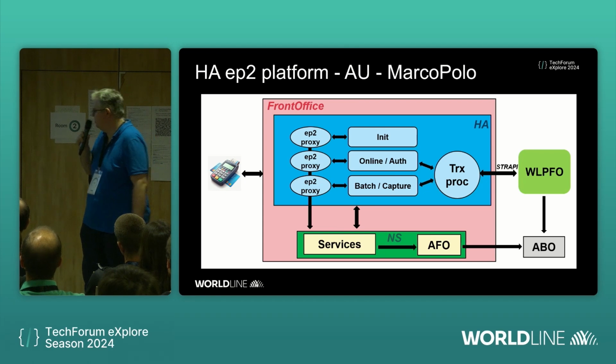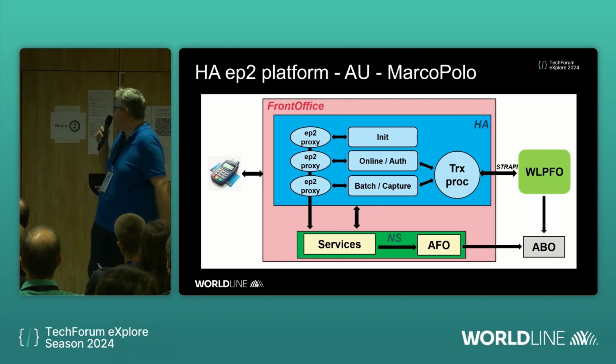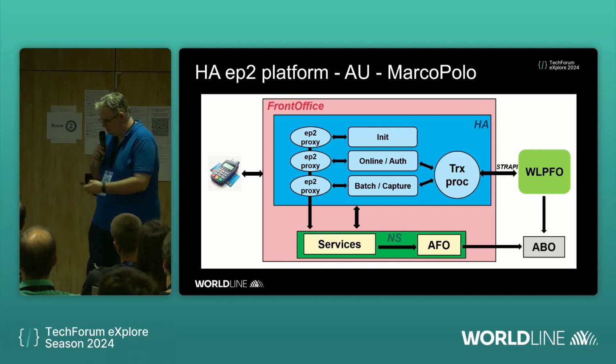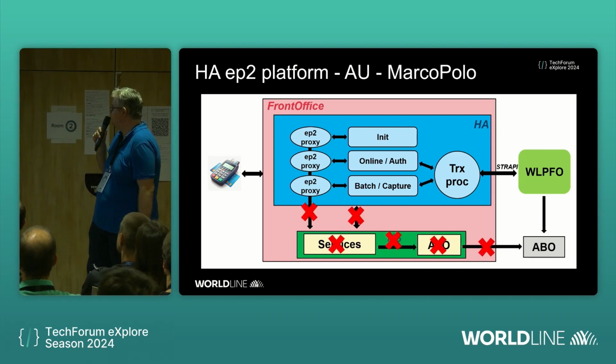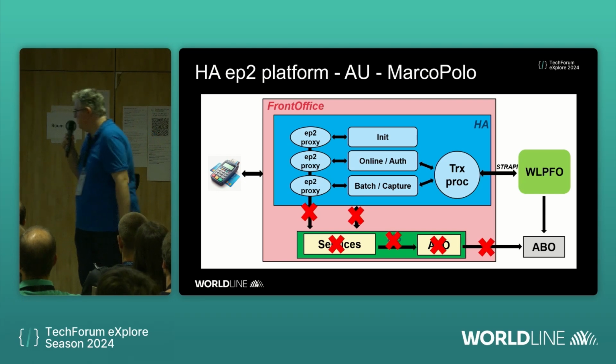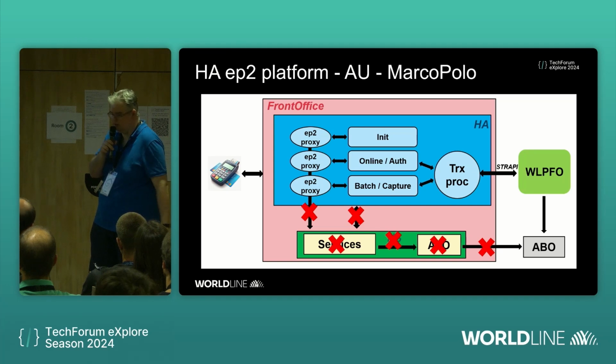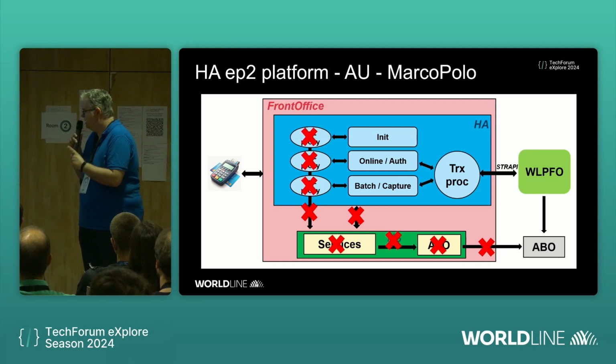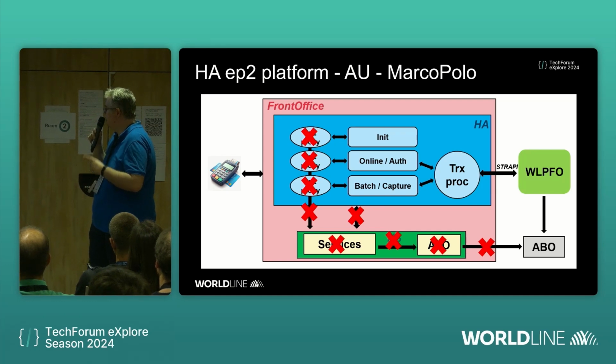Now, Marco Polo. Remember, we explained quickly, there is a new box called WPFO. The link between the HA platform and WPFO is the strap interface, which is implemented in the transaction processor. And as it is in Australia, there is no legacy, so all the bottom part is gone. And if all the bottom part is gone, you don't need an EP2 proxy. And this is the architecture we have for Marco Polo.